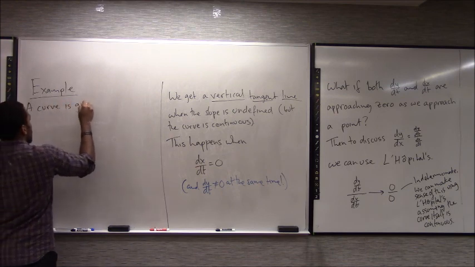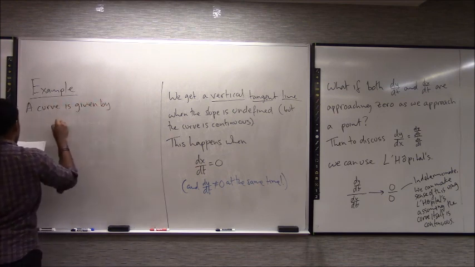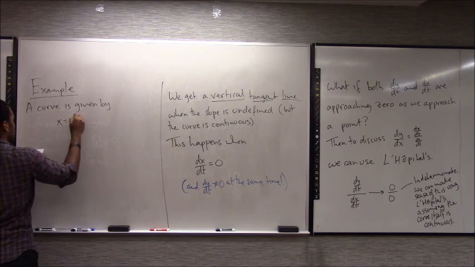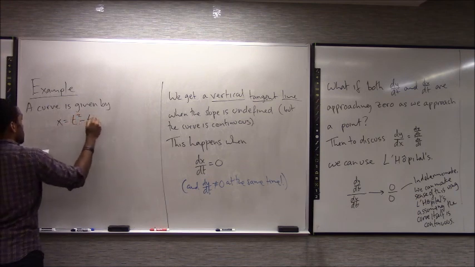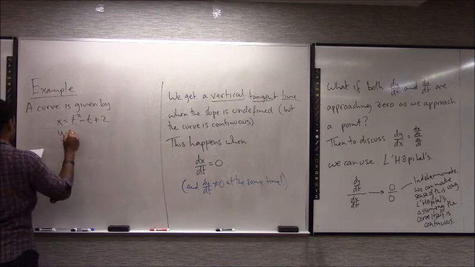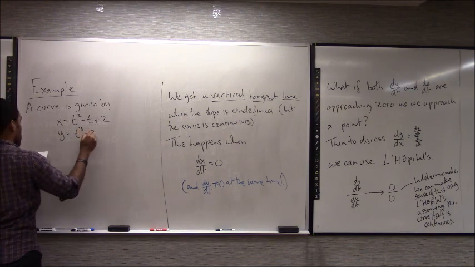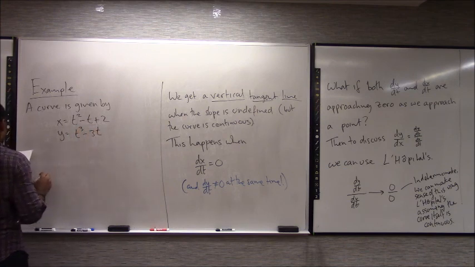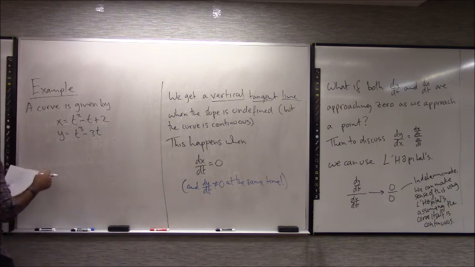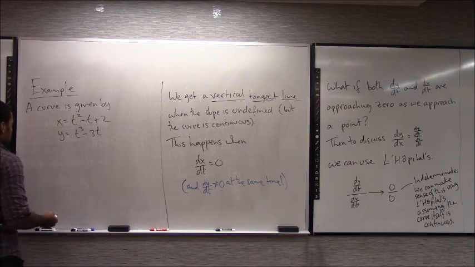A curve is given by x equals t squared minus t plus 2, y equals t cubed minus 3t. No restriction given on the t, so you can assume your t's are expanding throughout the largest possible interval. Since these are both polynomials, you can assume that your t will hit all values from negative infinity to infinity.